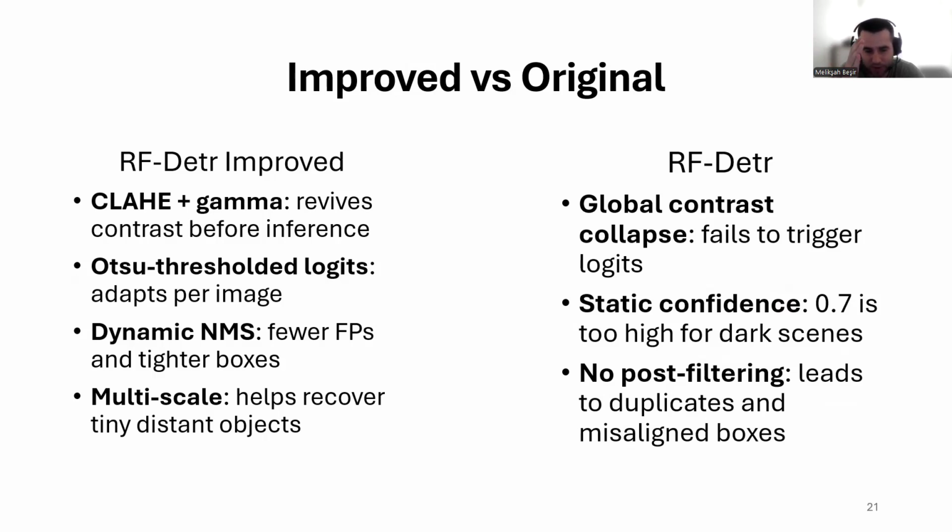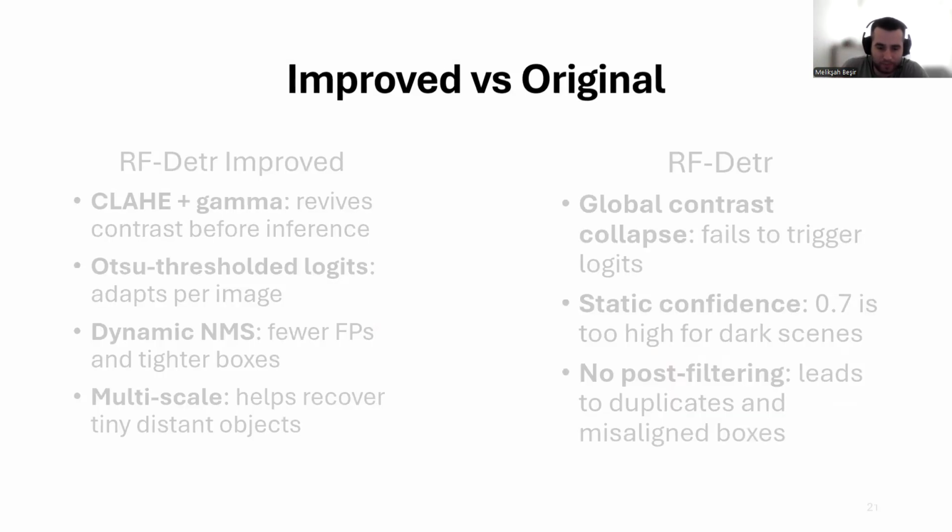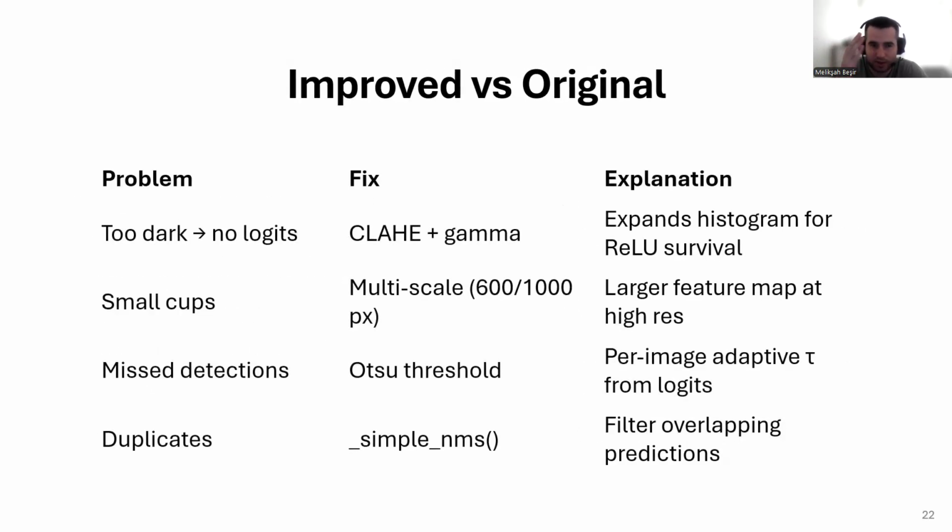As you can see, the improved version detects more traffic lights and cars with higher confidence, and indoors it finds objects the original completely misses. In the cab image it cleanly detects the small cabs. Here is an explanation of the fixes and why I made them, like CLAHE plus gamma correction, because it expands the histogram and ReLU survives, so that neurons become meaningful.